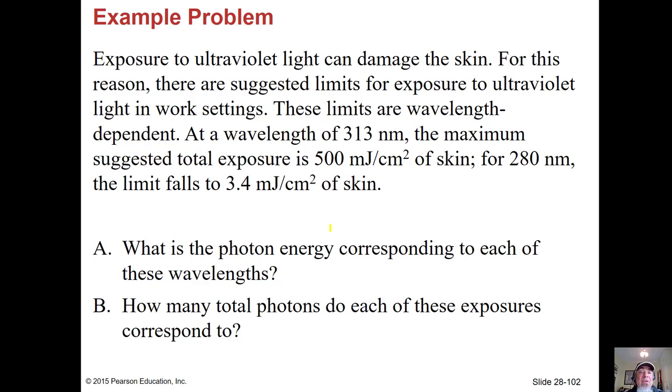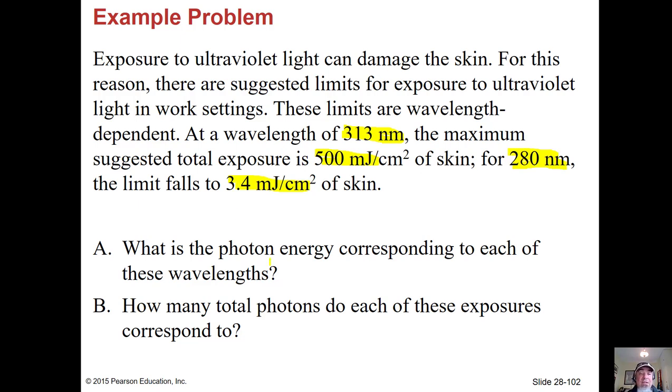Here's an example problem. Exposure to ultraviolet light can damage the skin. So this is light with more energy than just visible light. For this reason, there are suggested limits for exposure to ultraviolet light in work settings. And the limits are wavelength dependent because the wavelength corresponds to the energy. At a wavelength of 313 nanometers, the maximum suggested total exposure is 500 millijoules per square centimeter. For 280 nanometers, okay, so this is a smaller wavelength, that means it's higher energy. The limit falls to 3.4 millijoules per square centimeter.